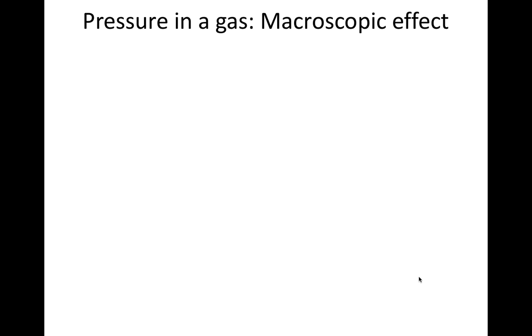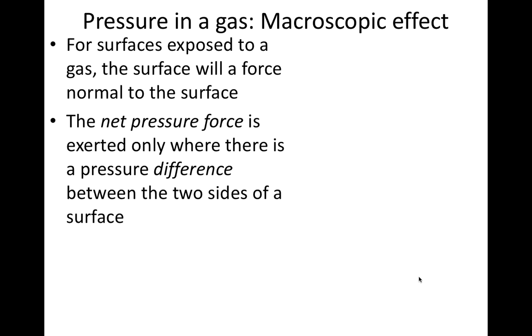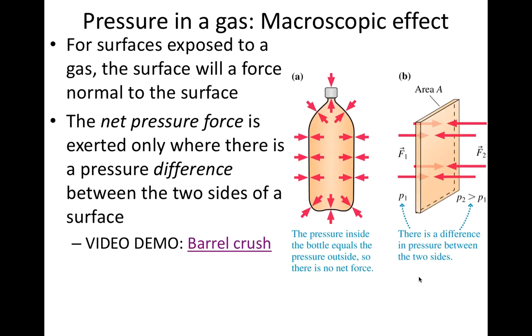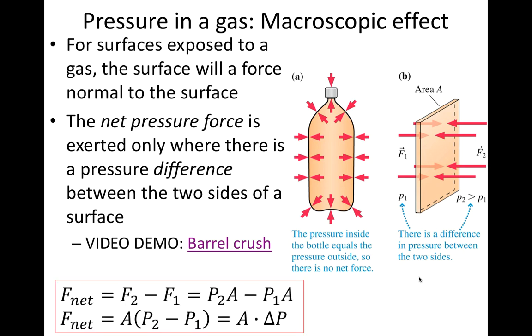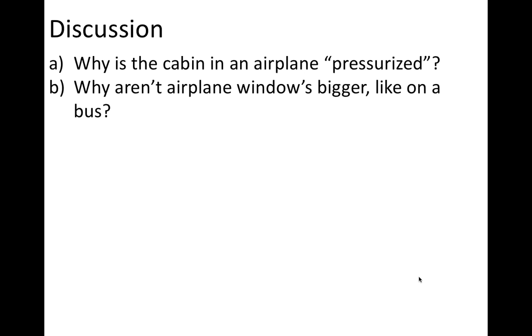In most everyday situations, objects and surfaces are exposed to pressures on two sides. In this situation, it is important to consider the net pressure force. This is caused by the pressure difference between the two sides of a surface. Be sure to watch the video demo to see a classic demonstration of the atmospheric pressure crushing a steel barrel. It can be shown that the net force on the surface is equal to the surface area times the difference in pressure.